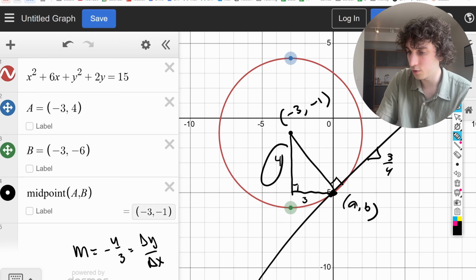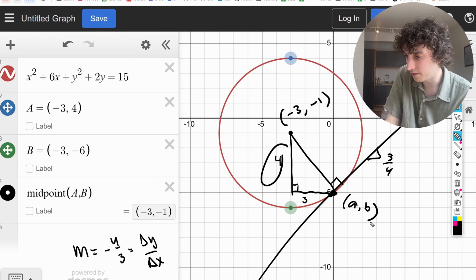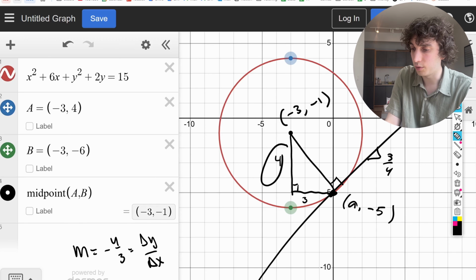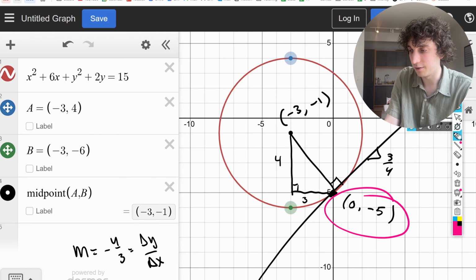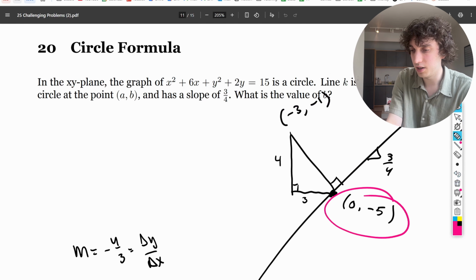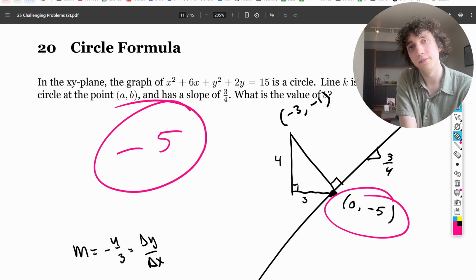So when we go down 4 units, that means we get a B value of -5, right? That's -1 minus 4. And then when we go right 3 units, that gives us an A value of -3 plus 3, which is 0. And so the point AB is (0, -5). The question's asking for the value of B, so we would say -5 is our final answer.